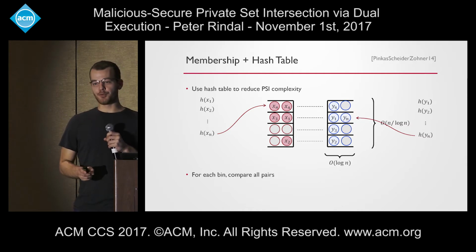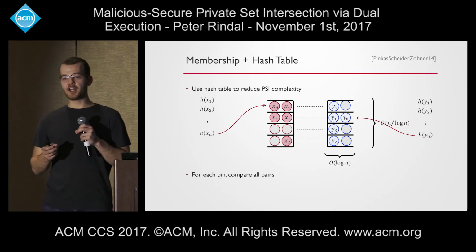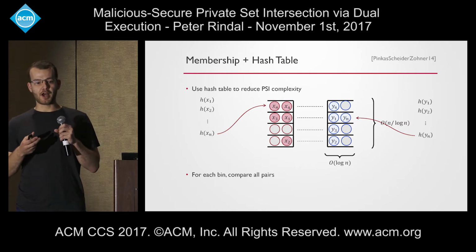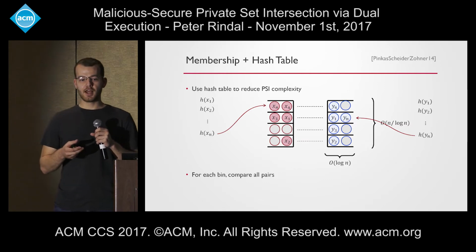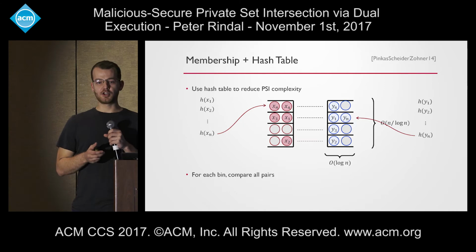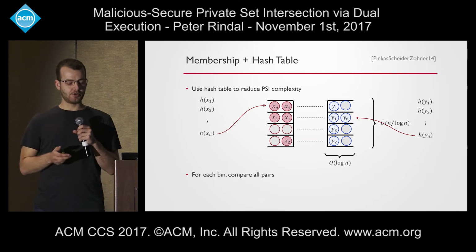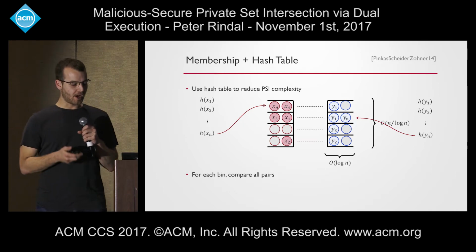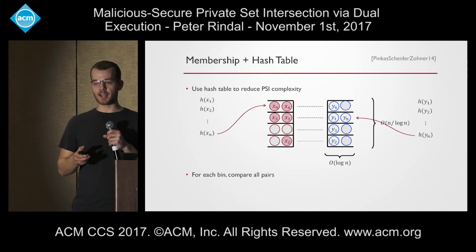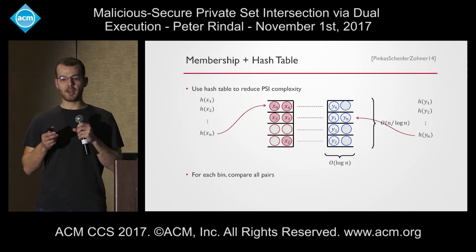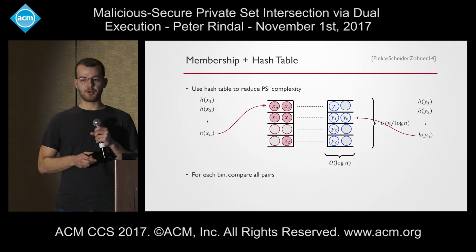However, one important point to note is that the number of items that are in a bin reveals sort of how many collisions there are within a set. And this is very sensitive information. And so both parties need to pad the bins to the maximum possible size. However, as we said earlier, this is log n. And so overall, we still have n items combined between both sets.